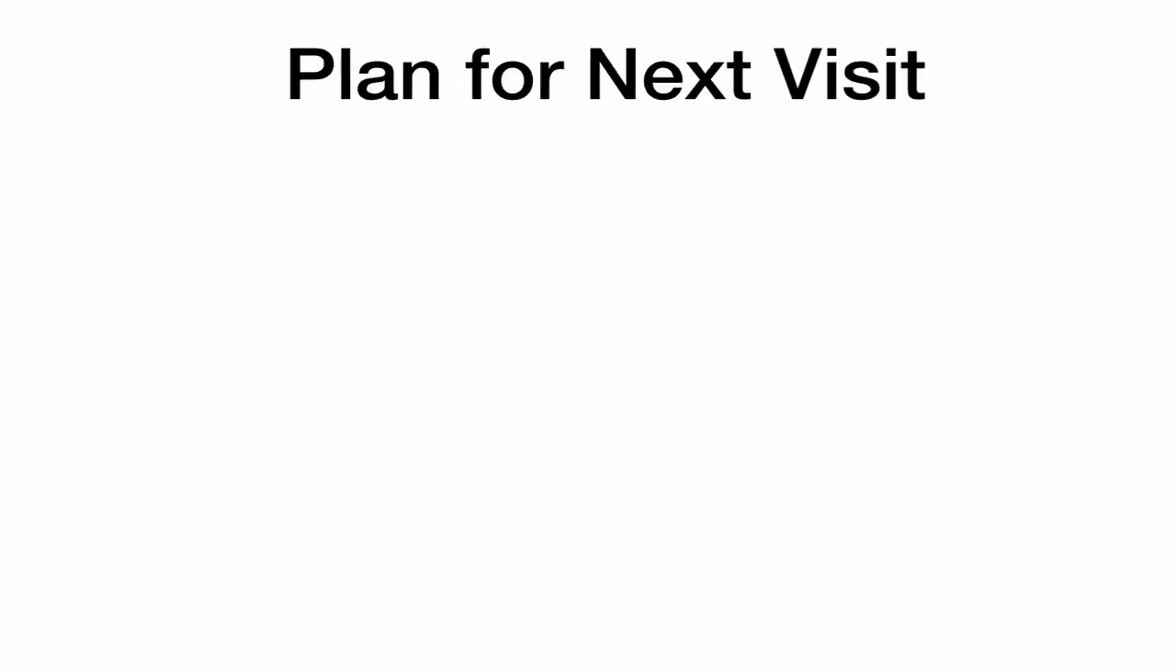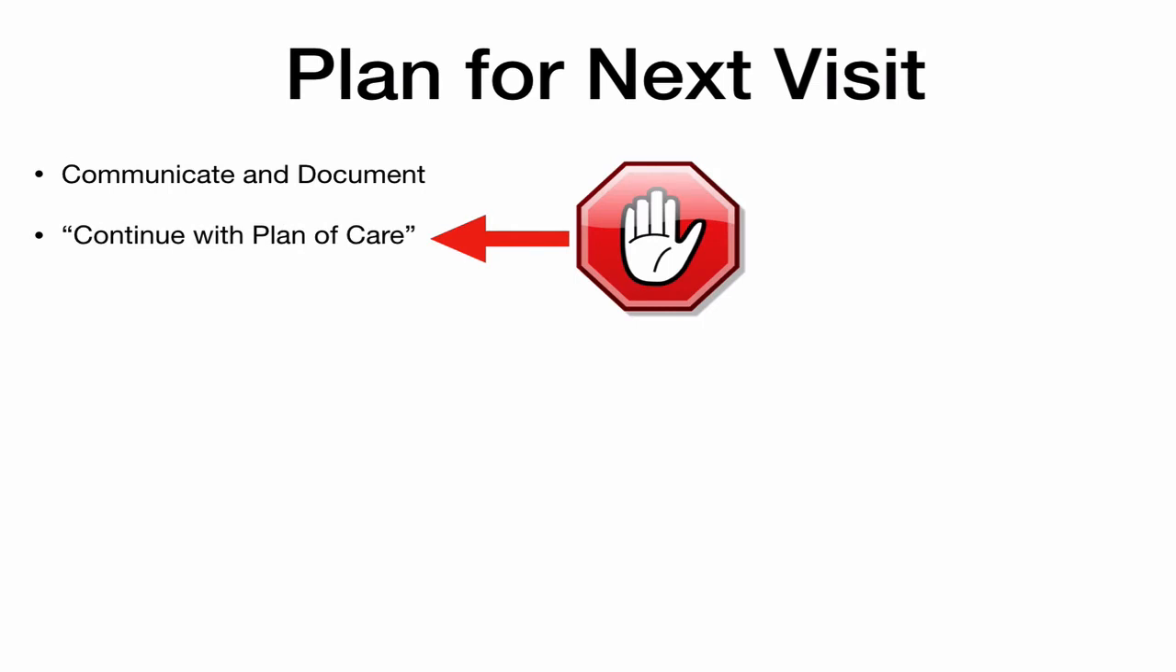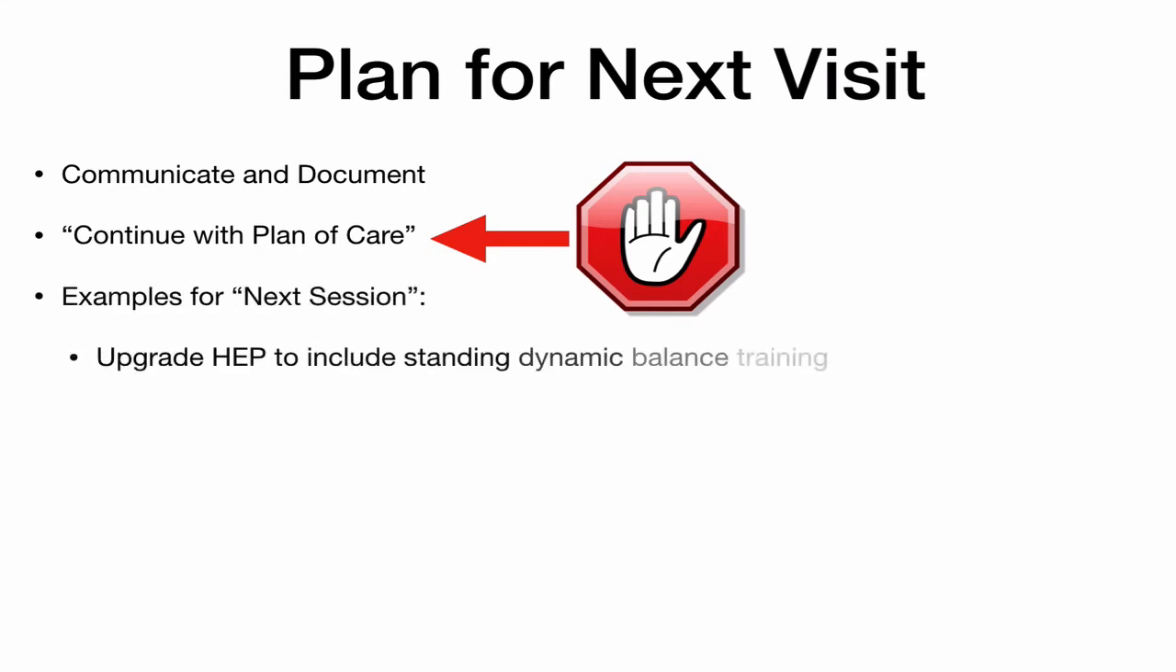Plan for next visit. This must be communicated and documented in each note. Continue with plan of care. That is never acceptable. Don't write it. Examples for next session. Upgrade home exercise program to include standing dynamic balance training. Another example for the next session for Mrs. Jones is add 2 sets to supine closed chain Therex.